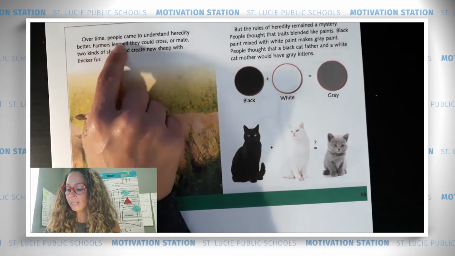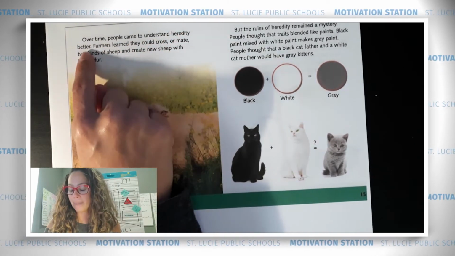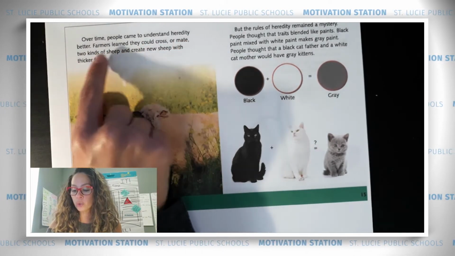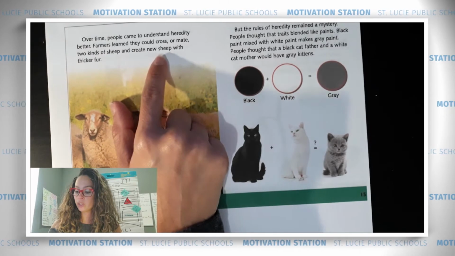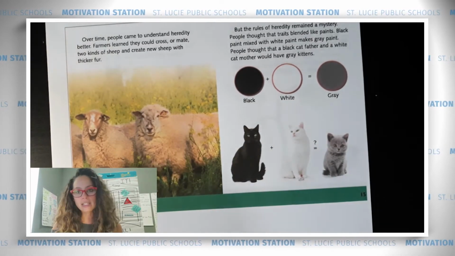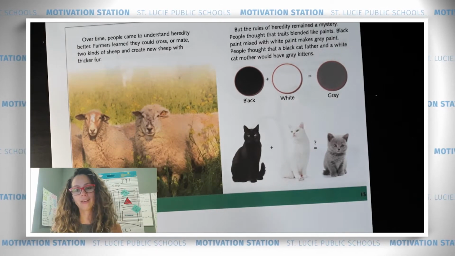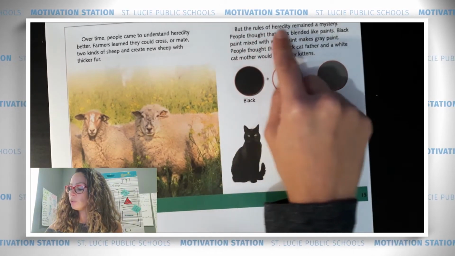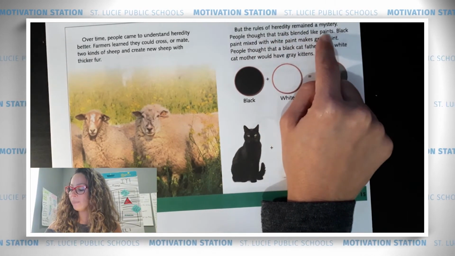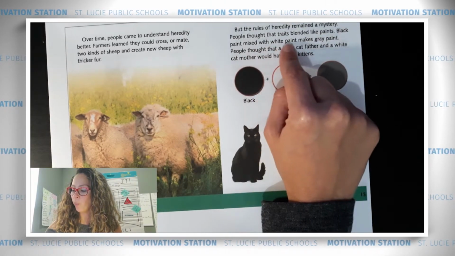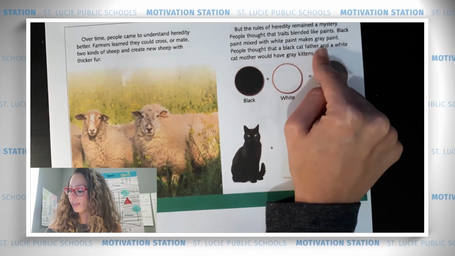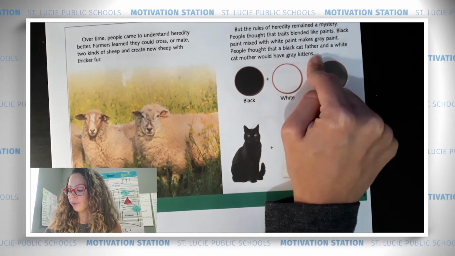Over time, people came to understand heredity better. Farmers learned they could cross or mate two kinds of sheep and create new sheep with thicker fur. Well, that's interesting. I didn't know that farmers could do that. Awesome. But the rules of heredity remain a mystery. People thought that traits blended like paints. Black paint mixed with white paint makes gray paint. People thought that a black cat father and a white cat mother would have gray kittens.